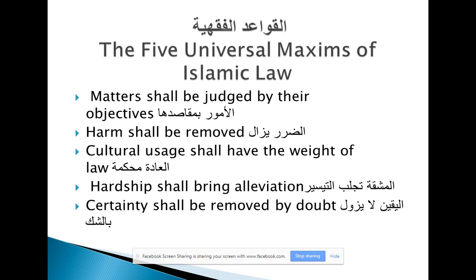Culture becomes a reference when there is no text mentioned in here. Well, this is, of course, the positive culture that is not against the Sharia. Once culture goes against or contradicts something in the religion, we reject the culture. We're talking about a culture where the culture does not reject the religion.